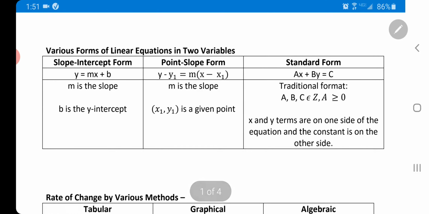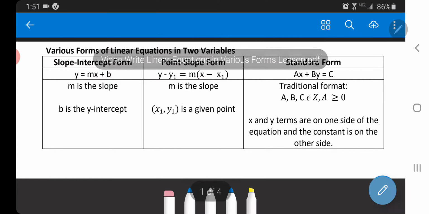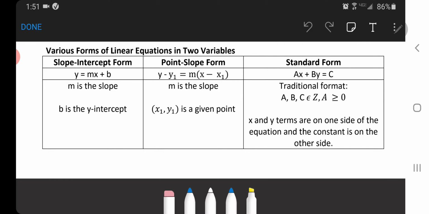We've got the slope-intercept form, which is the most common form that we teach over and over again, where we get y equals mx plus b. Of course, m is our slope or our rate of change, and b is the y-intercept. Once again, our y-intercept is that point where x is 0, and then we get some value for the y.